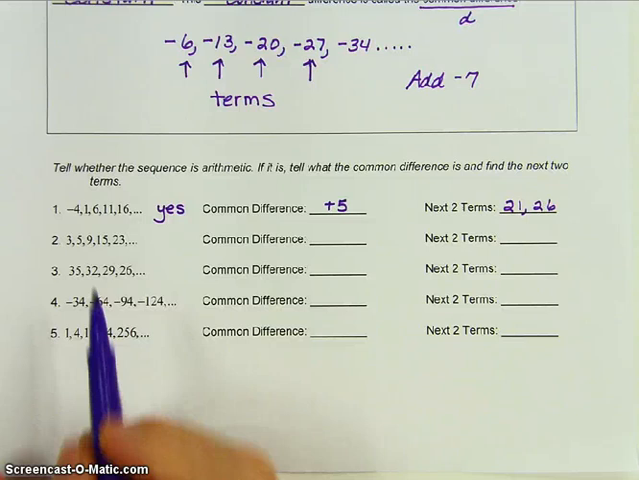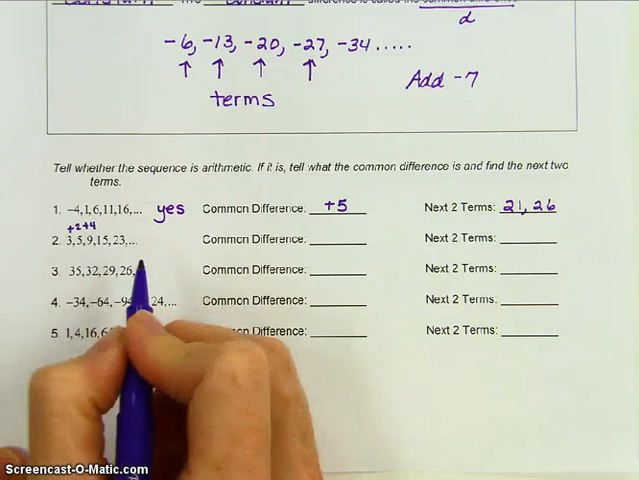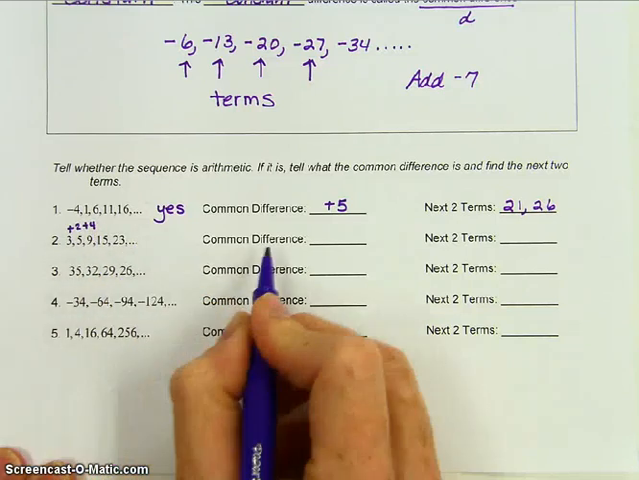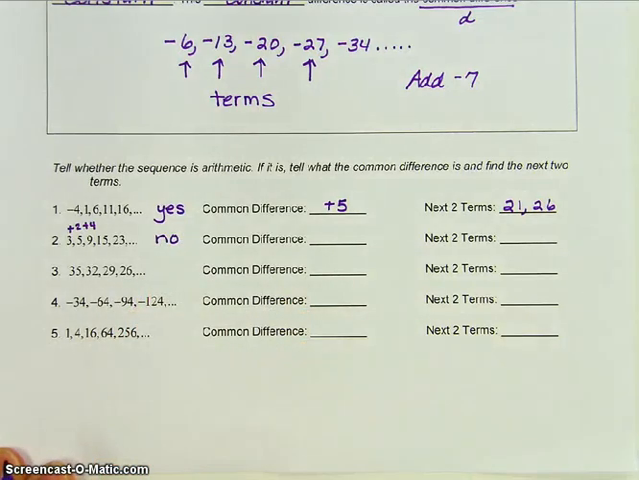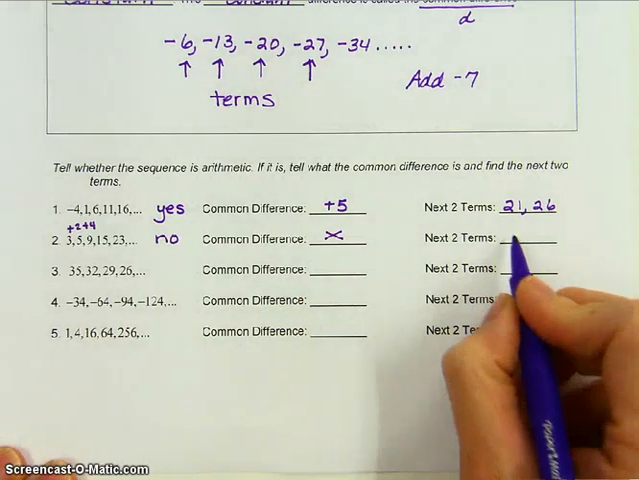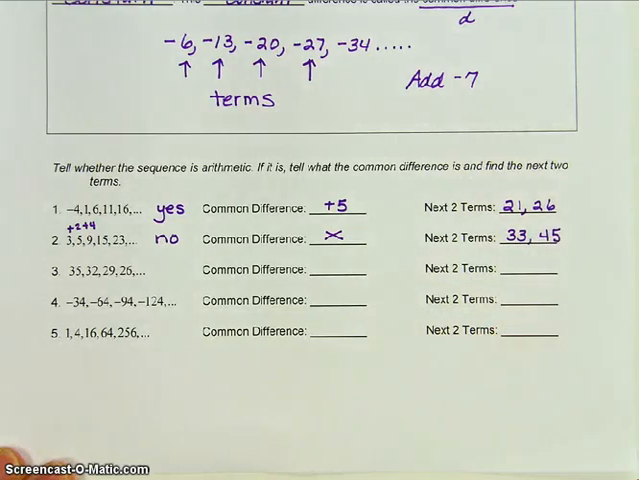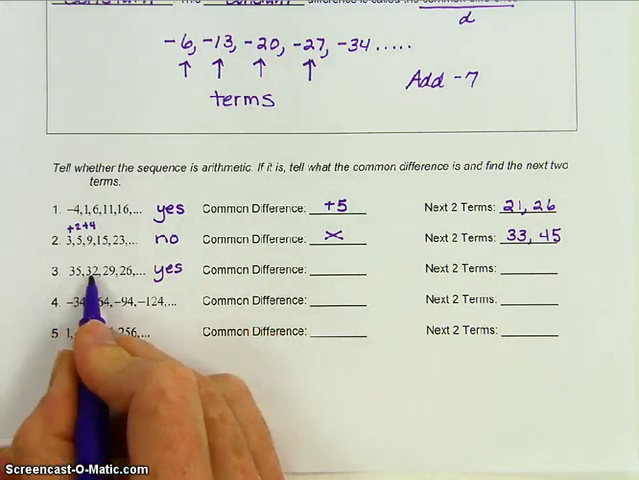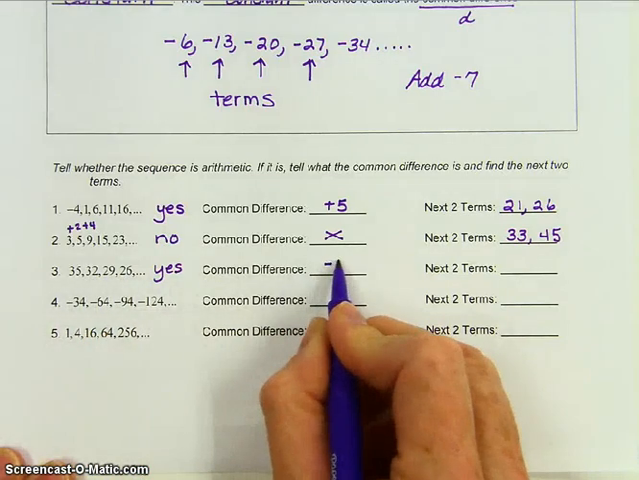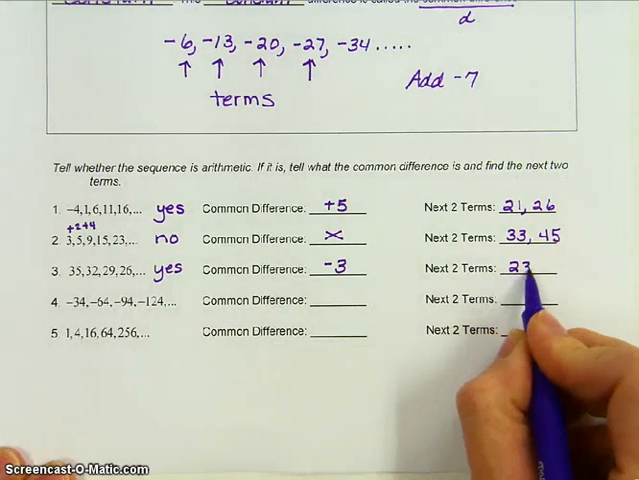However, on number 2, I notice the pattern goes add 2, add 4, and so on. So it does not have a common difference, therefore it is not an arithmetic sequence. You can, however, find the next two terms if you choose to. Question 3 is also yes, because you can see that each term is subtracting 3. So the common difference would be to subtract 3. The next two terms would be 23 and 20.